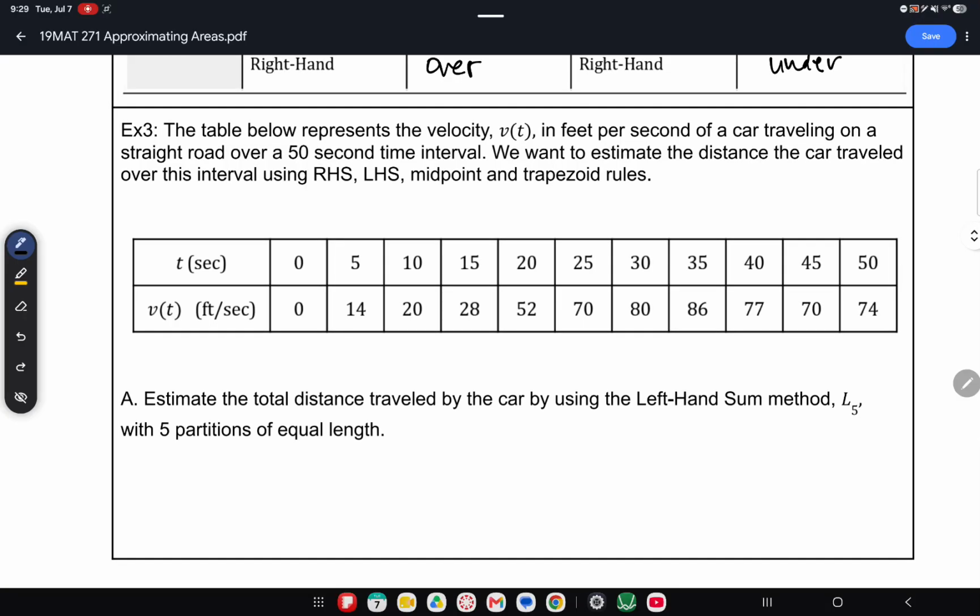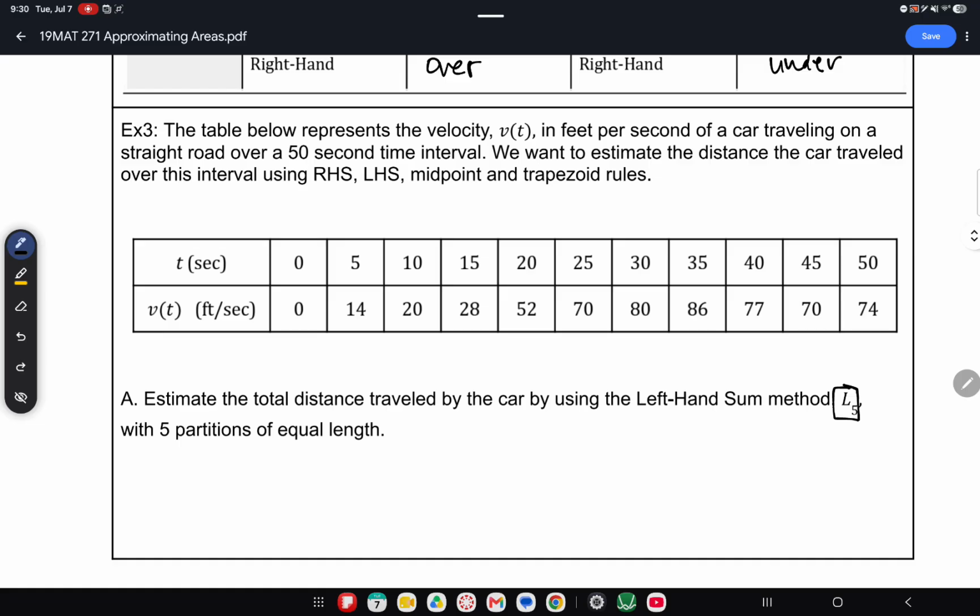All right, so let's do some calculations from a table. This table below represents the velocity in feet per second of a car traveling on a straight road over a 50-second time interval. So we're going to do a couple sums here. Estimate the total distance traveled by the car using a left-hand sum method, L5, with 5 partitions of equal length. So you might see it shorthanded like this, L5, R5, T5, M5, for all the different types: the right, the left, midpoint, and there's a trapezoid rule as well.